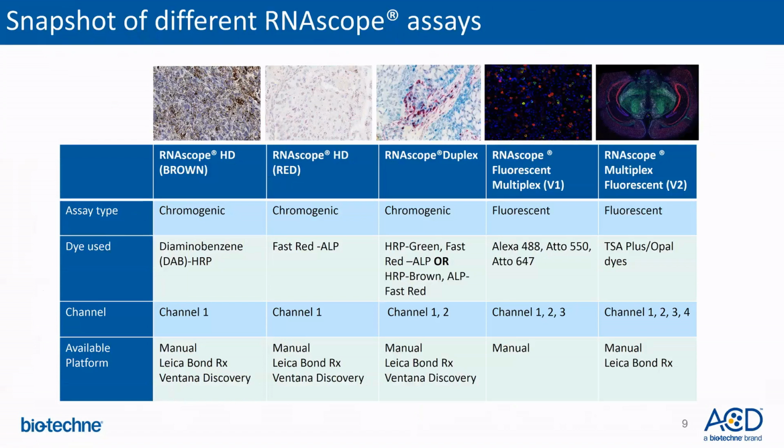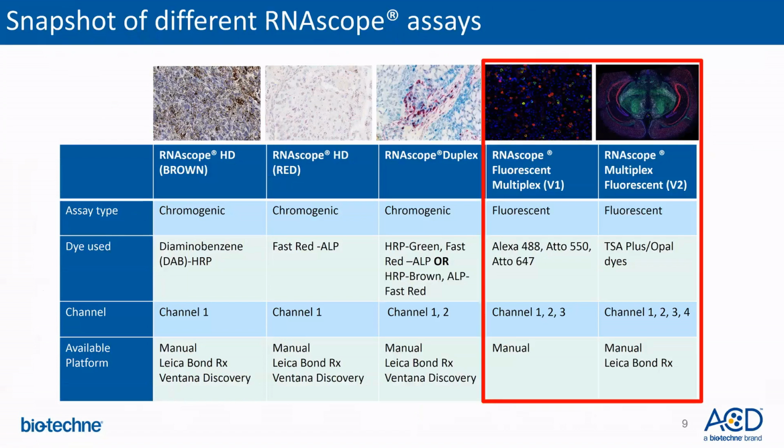Whereas the fluorescent assays, which have two versions, version 1 and version 2, can detect up to 3 or even 4 targets respectively. Both chromogenic and multiplex fluorescent assays are available for manual as well as automated platforms such as Leica Bond RX and Ventana Discovery. And as I mentioned earlier, the focus of today's webinar is going to be on the multiplex fluorescent assays, the version 1 and the version 2.